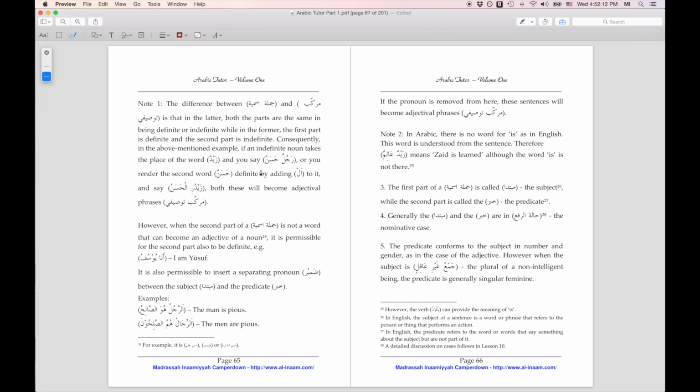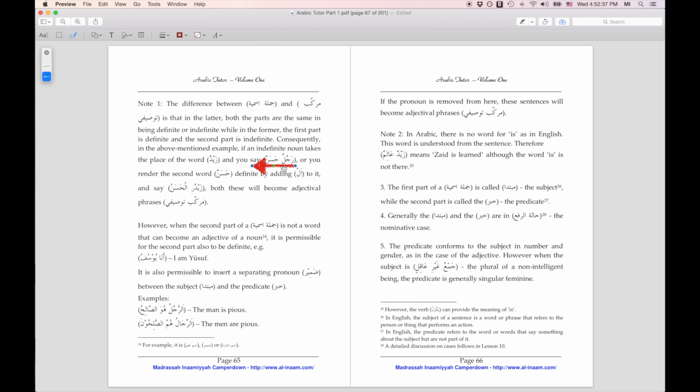So what ends up happening is, if we say right here, Rajulun, it says if an indefinite noun takes the place of Zaidun, you say Rajulun Hasanun. Rajulun could be any man. Or the second word Hasanun becomes definite by adding alif lam to it, Zaidunil Hasanu. Then it becomes a phrase. It's no longer a jumla.